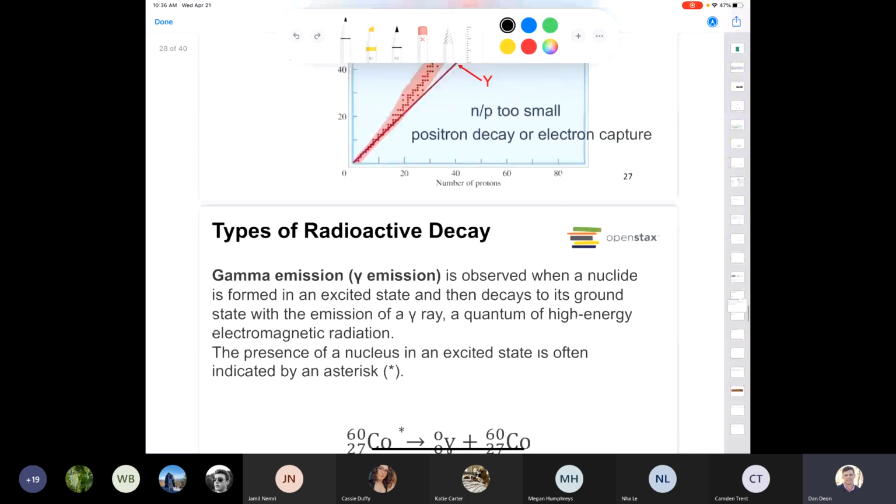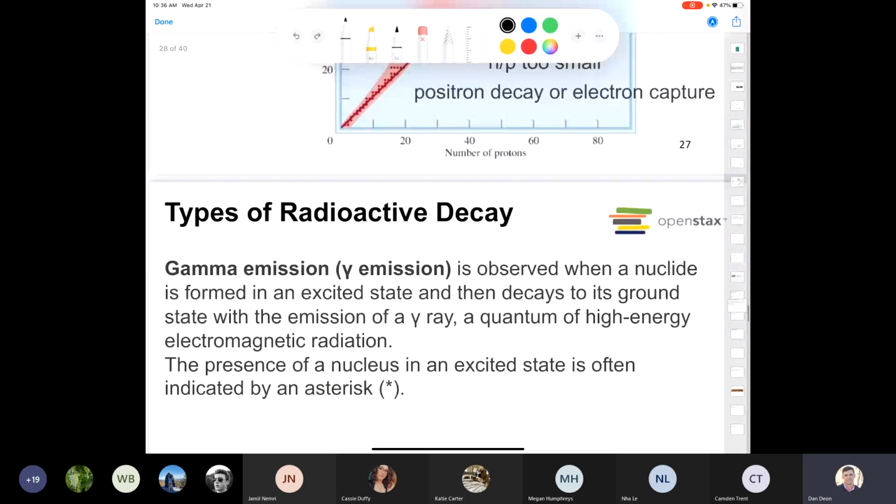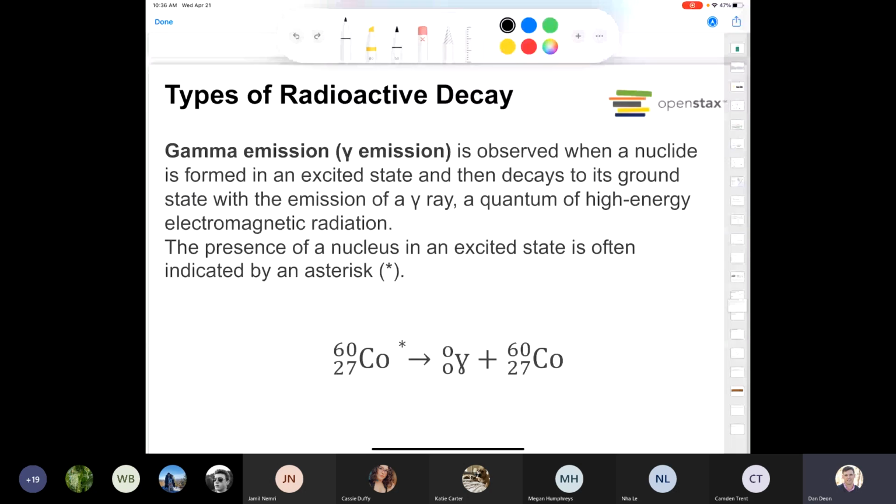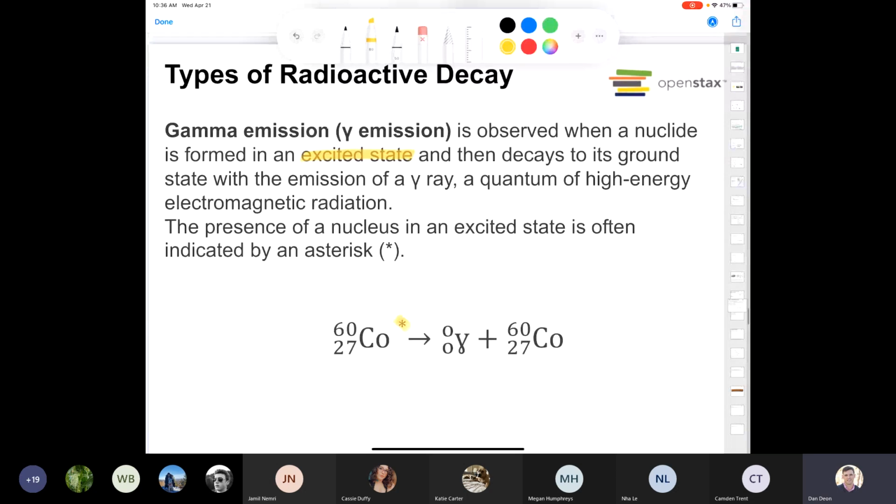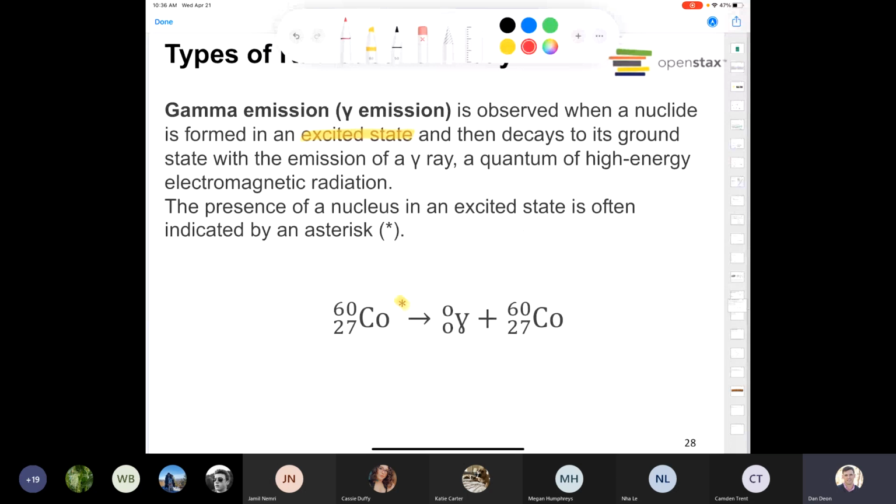Last one of the types of radioactive decay is gamma emission, which is just when a nuclide goes from an excited state to a lower state or a ground state, and it emits a quantum of electromagnetic radiation in the form of a gamma ray. How do we represent the excited state? We represent it with just an asterisk like that. So if we have an excited state of cobalt, it can emit a gamma ray, and this is the best I could do for a gamma symbol. Okay, so this is supposed to represent a gamma ray being given off here. It's got no mass and no charge because it's simply a form of electromagnetic radiation.